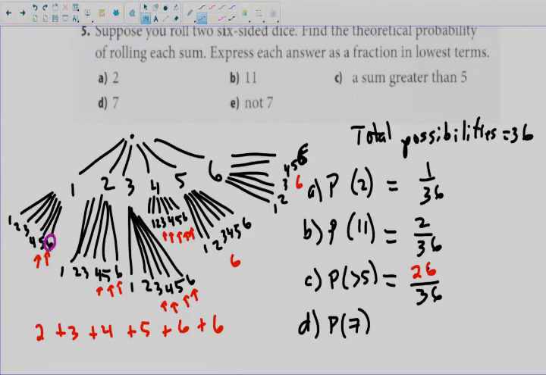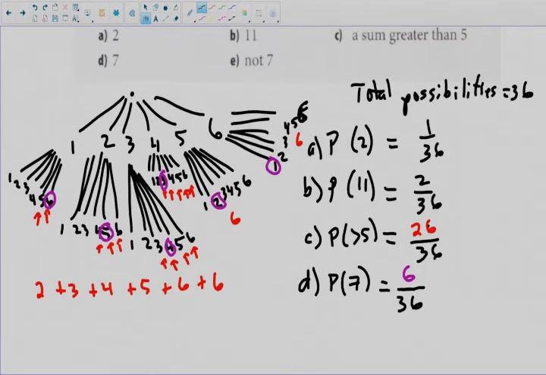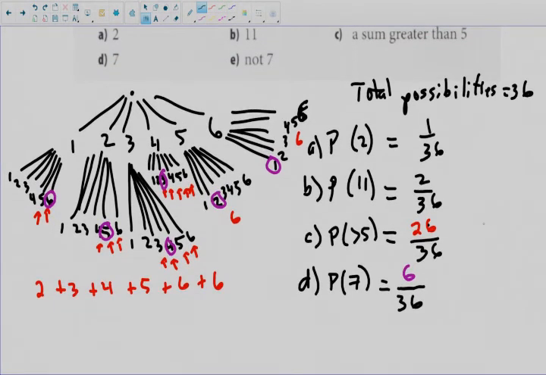we've got 1 success here, 1 and 6, 2 and 5 is 7, 3 and 4 is 7, 4 and 3 is 7, 5 and 2 is 7, 6 and 1 is 7. So there are 1, 2, 3, 4, 5, 6 different ways of rolling 7, out of a total of 36 different combinations of 2 dice. Rolling a 7, by the way, on 2 dice is the roll that has the highest probability.